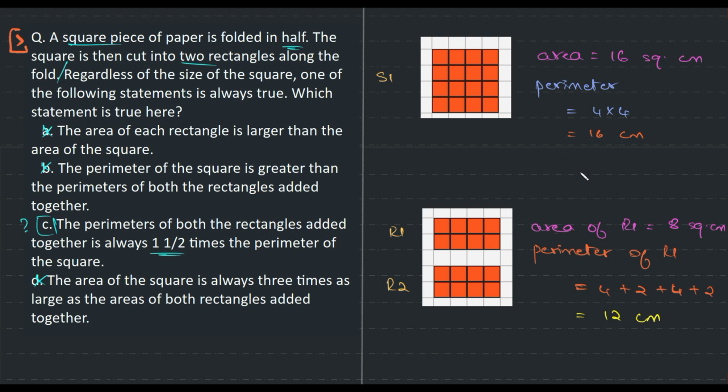The perimeter of both the rectangles added together is always 1.5 times the perimeter of the square. This looks to be right. Perimeter is 24 and this is 16. 1.5 times 16 is 24. Perfect. So this is the right answer. Area of the square is always 3 times, no, clearly not. It's 2 times, not 3 times. And so the answer has to be this.